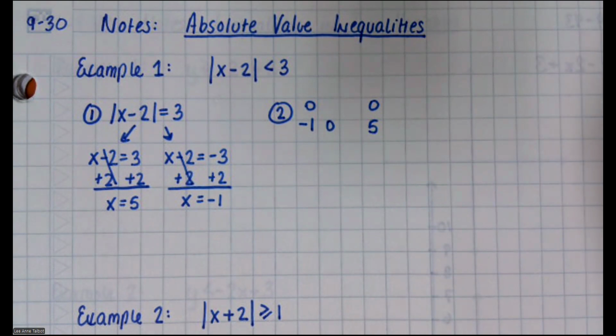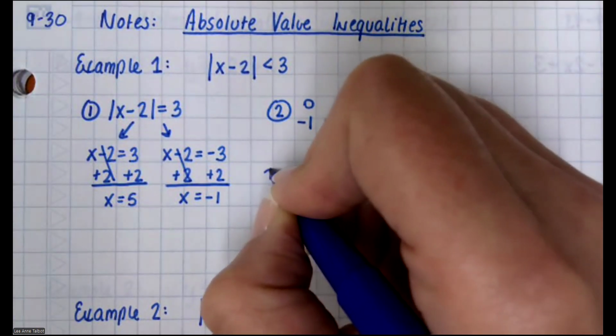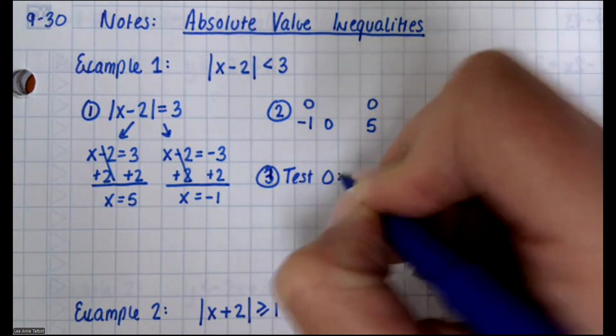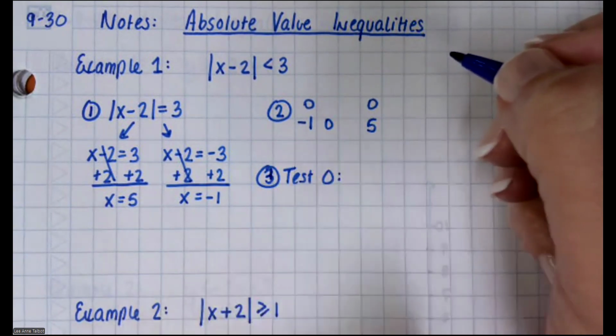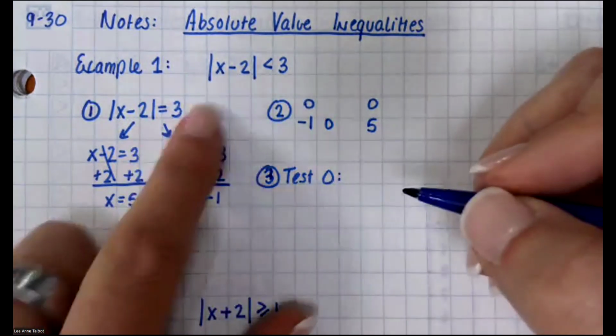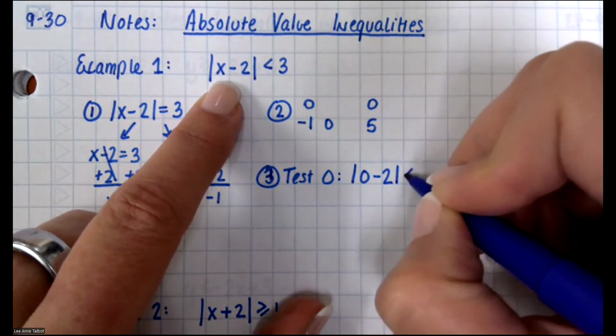Okay, now I'm going to test 0. And it doesn't have to be zero. It could be whatever you chose. You can do whatever number you want between there. You could do like 0.1 if you wanted to. I don't know why you would, because that'd be hard, but if you're feeling spicy.